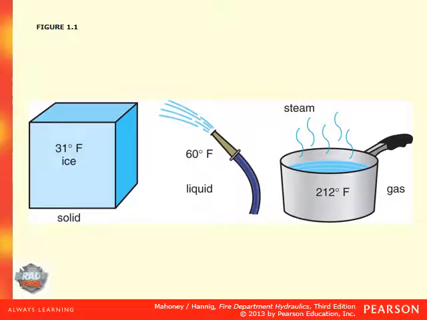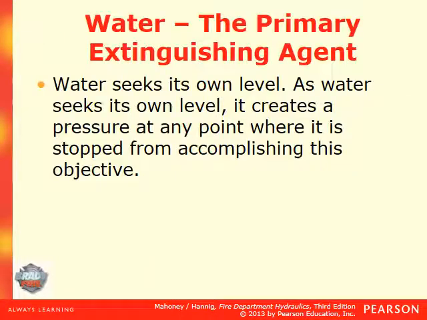Now, it's important to remember that the colder water is, the heavier it's going to become. So water is more dense at 39 degrees as opposed to 62 degrees Fahrenheit in its natural liquid state. And it becomes even less dense at 212 degrees, where it begins the process of turning into steam. And what I mean by dense, of course, is the weight. Now, this will make more sense on the next slide.